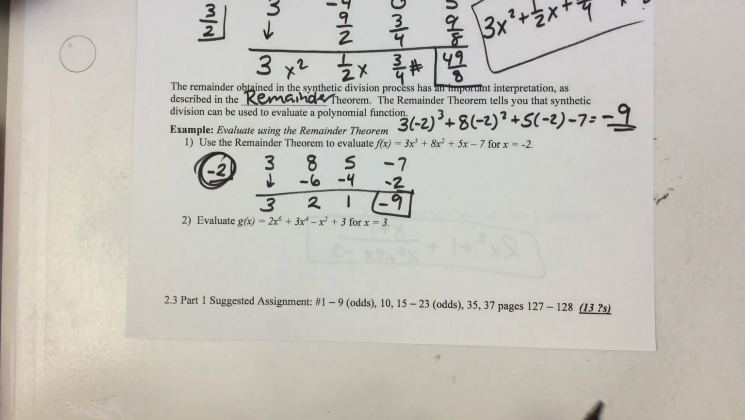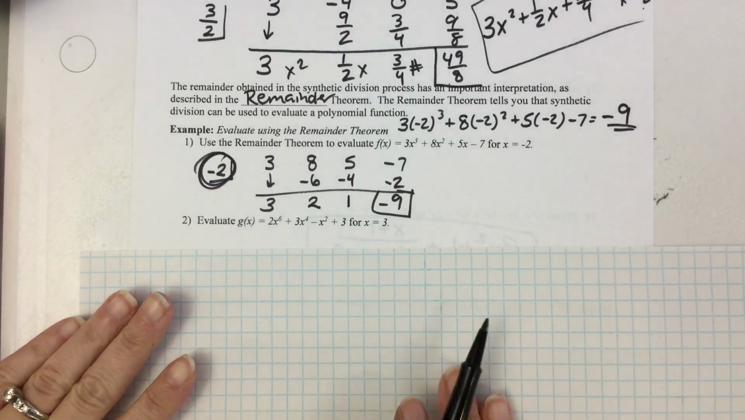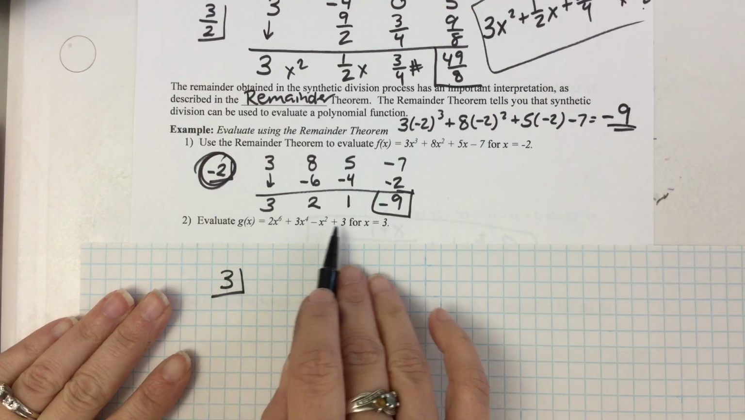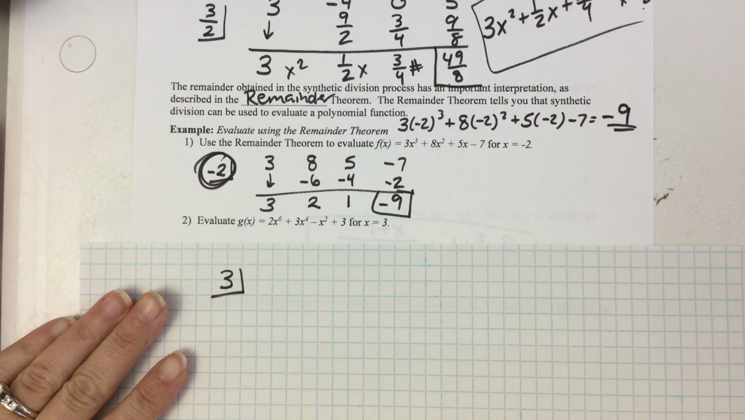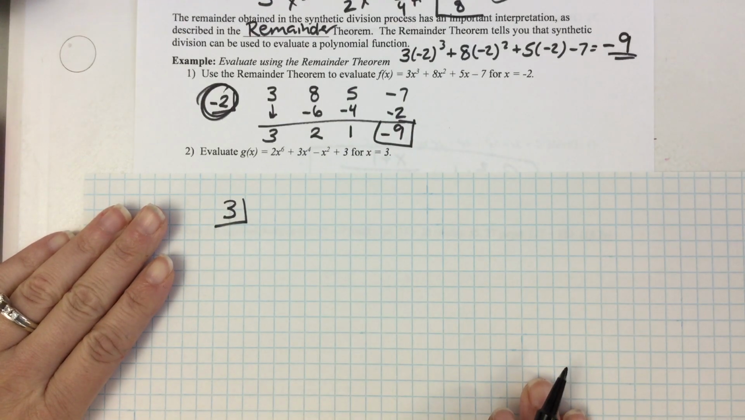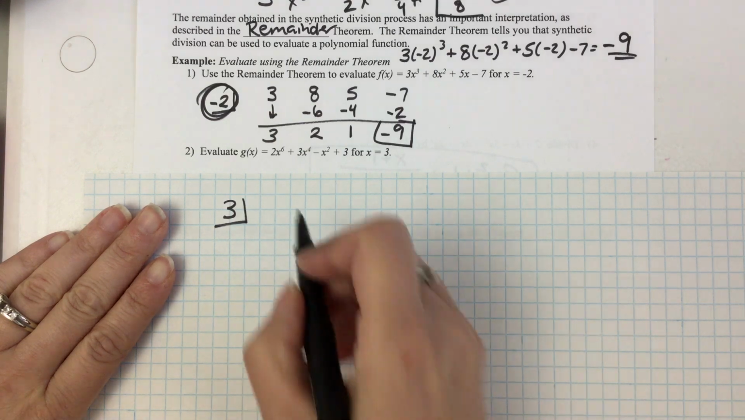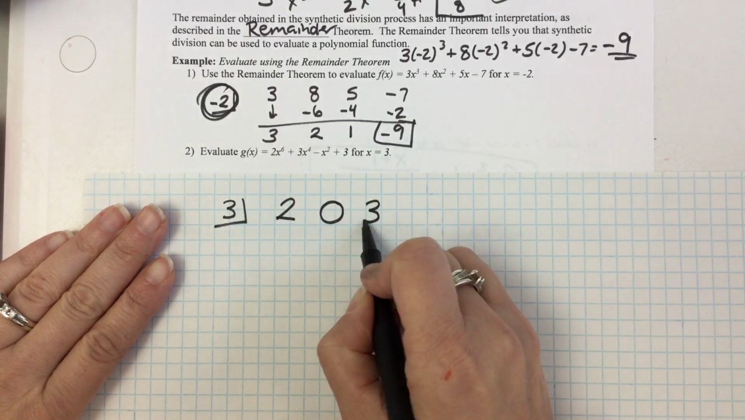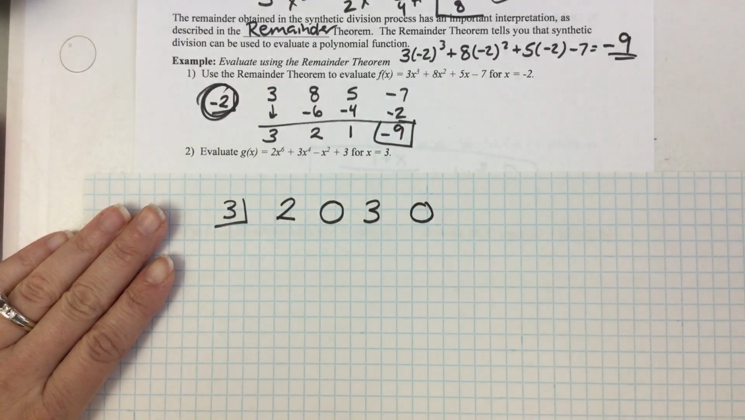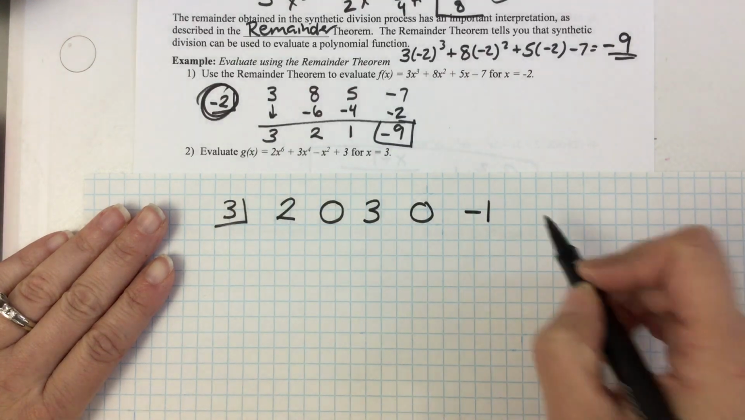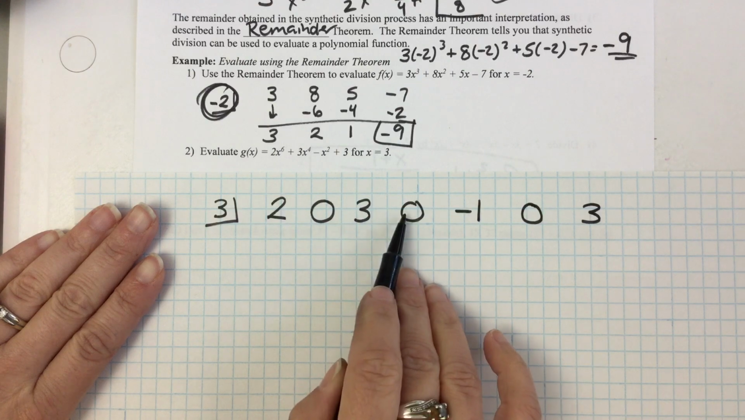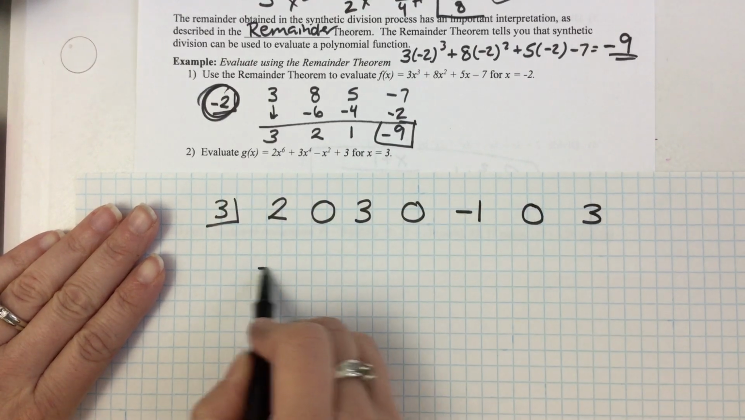I'm going to grab another piece of paper here just to make sure I have room. So if I want to evaluate for 3, 3 goes in the box. I need to add in some zeros. You have to be really careful. Anytime you're doing synthetic division, you cannot skip any x values. So 2x to the power of 6, I don't have any x to the power of 5s. 3x to the power of 4, I don't have any x cubes. -1x squared, I don't have any x's, 3. So 6, 5, 4, 3, 2, 1, and no x's.